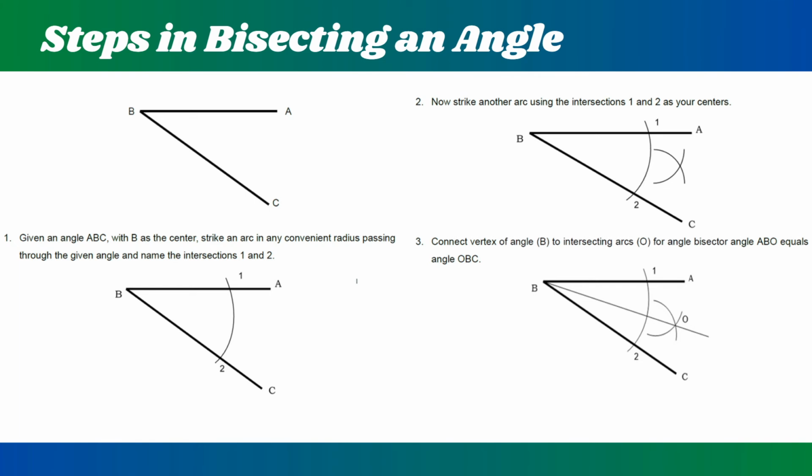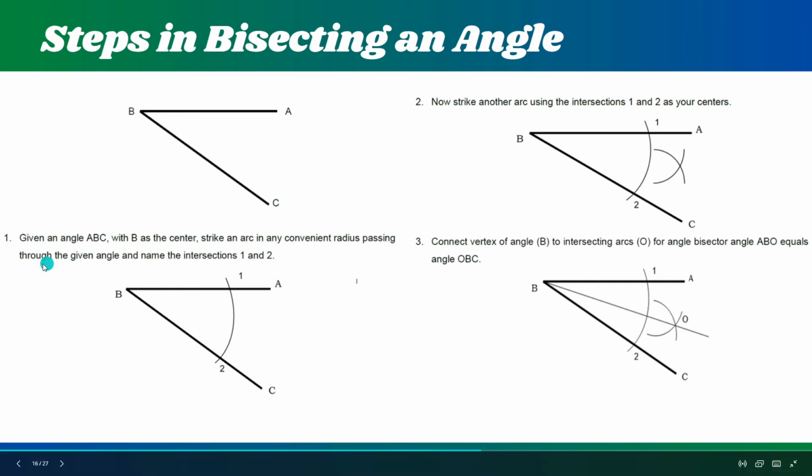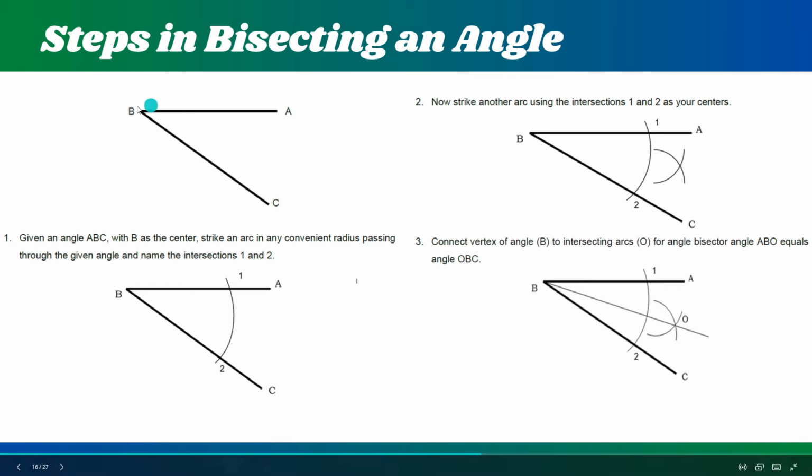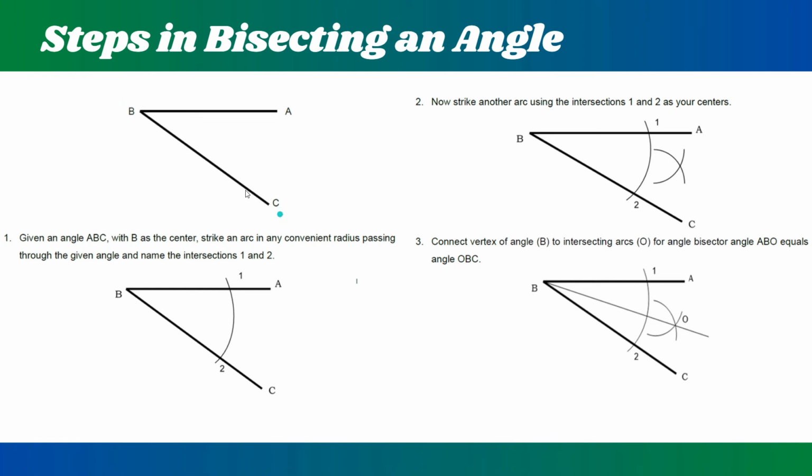Next, steps in bisecting an angle. Given an angle A, B, and C, with B as the center, strike an arc in any convenient radius passing through the given angle, and name the intersections 1 and 2. Number 2, now strike an arc using the intersections 1 and 2 as the centers. Use your compass in striking an arc.